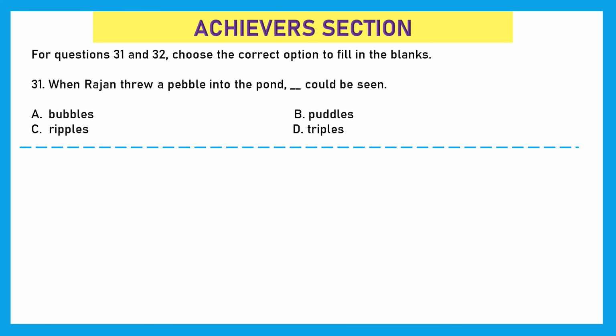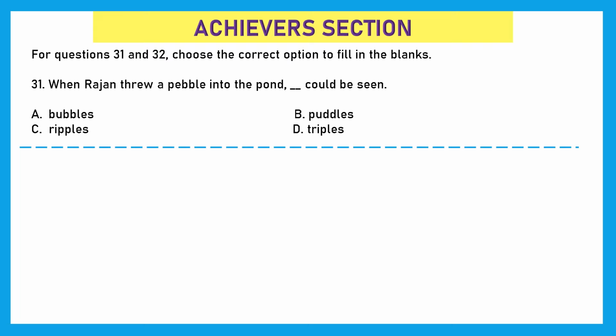Moving to the last section, that is of achievers section, and it holds double marks for each question. So please try to attempt it correctly. For questions 31 and 32, choose the correct option to fill in the blanks. Question 31. When Rajan threw a pebble into the pond, dash could be seen.